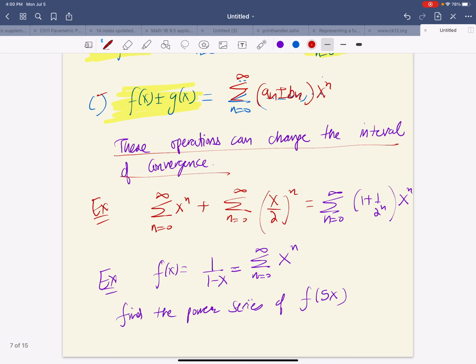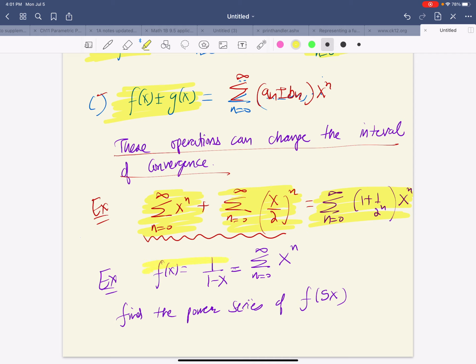So if I have two power series here, summation x to the power n, n equals 0 to infinity, and summation (x over 2) to the power n, I can go ahead and write them as one expression by pulling out x to the power n and combining the coefficients. So I'll have 1 plus 1 over 2 to the power n, in one parentheses, times x to the power n, n goes from 0 to infinity.